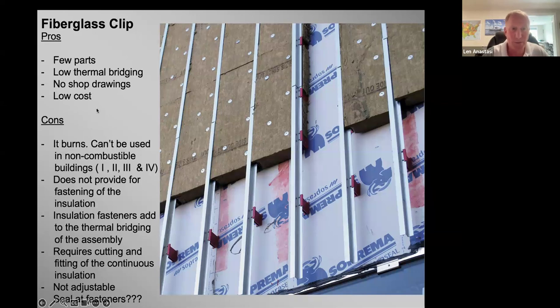So a few parts, low thermal bridging, no shop drawings are needed. Cost is fairly low. It burns, in my opinion, and that of many others. You can't use it on types 1 through 4 construction. It doesn't provide for the mechanical fastening of the insulation. You can see all these insulation fasteners. They add to the thermal bridging. If you can see in this picture, you have to cut and fit your insulation around the system here. That requires more labor. There's no adjustability in this.